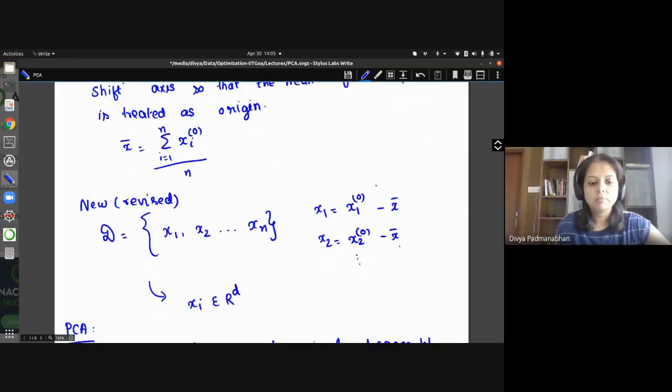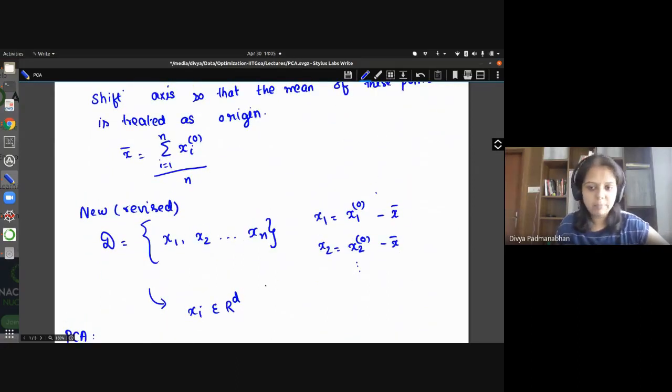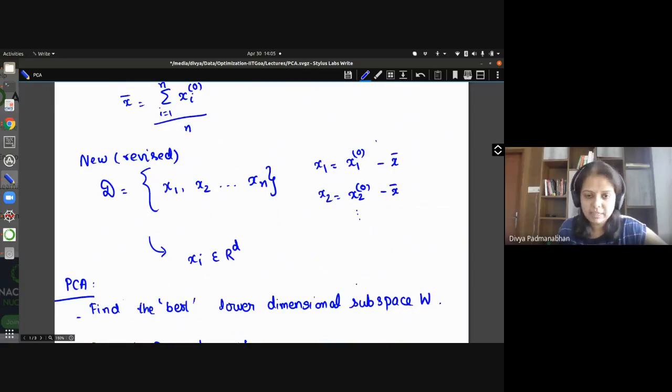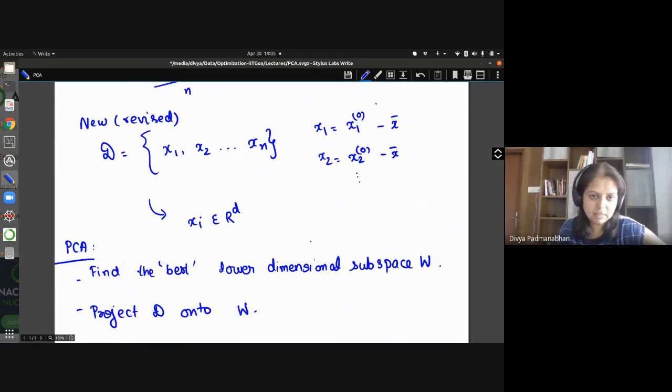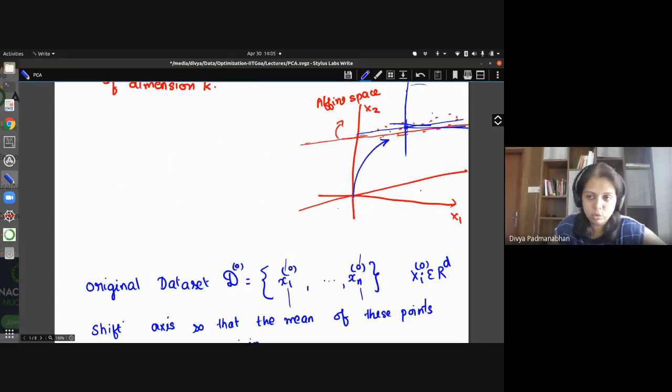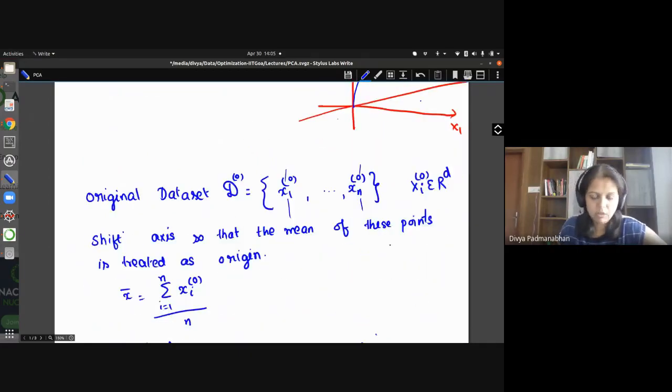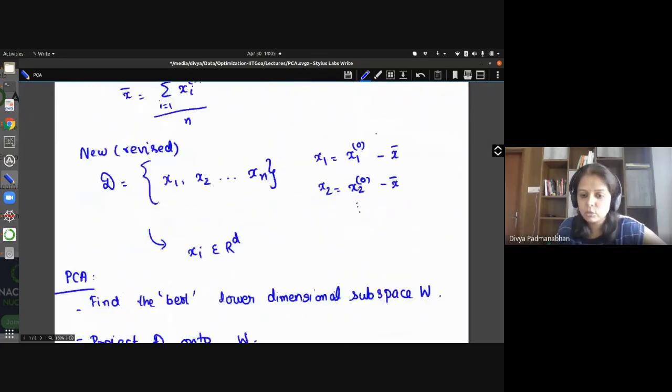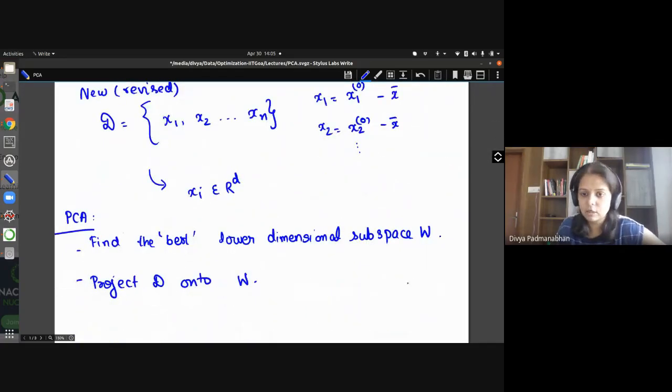It's the same points, but the representation is such that you just remove the mean from it. These points are still in the d-dimensional space; you've just subtracted out the mean. Now what PCA does is find the best lower dimensional subspace and project these revised points onto it. The subspace can pass through the origin, because the origin is just the mean. So our focus will be on finding the best lower dimensional subspace that can be used to represent the data.